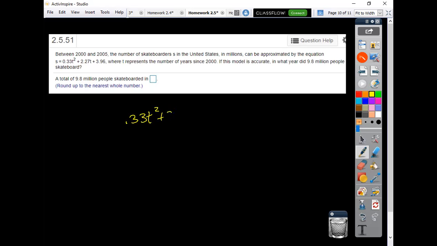0.33t squared plus 2.27t plus 3.96. So it's like a parabola opening up, right? Where t represents the number of years. With that 0.33, it's probably a little bit wider. It's compressed, so it's wider that way instead of vertically stretched. 0.33, and then you have that. T is the number of years after 2000.